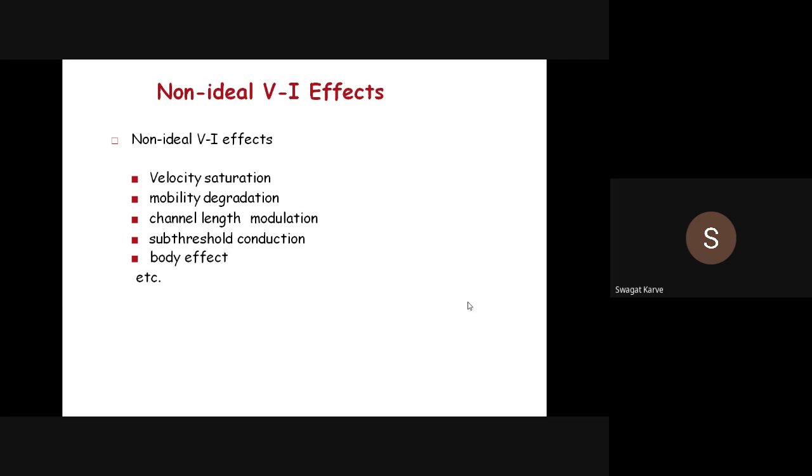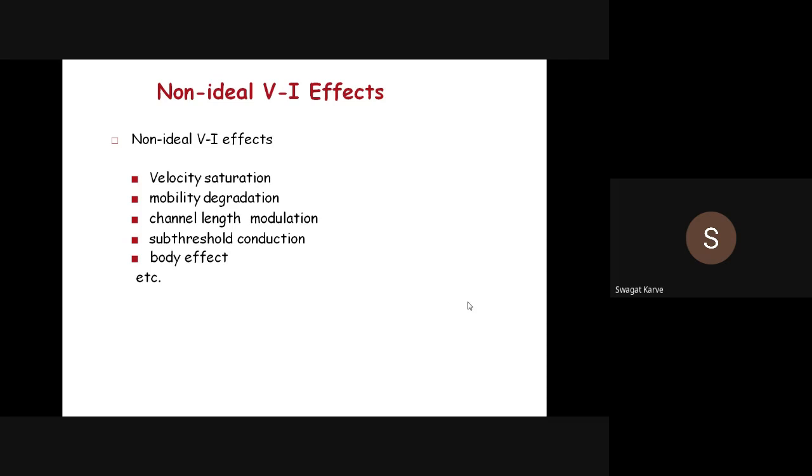Which are those? Velocity saturation, mobility degradation, channel length modulation, then subthreshold conduction, and body effect. Along with the ideal VI effect, the NMOS transistor happens to exhibit these non-ideal VI effects also. There is channel length modulation, because of which the pinch-off condition may happen. There is a body effect, there is subthreshold conduction.